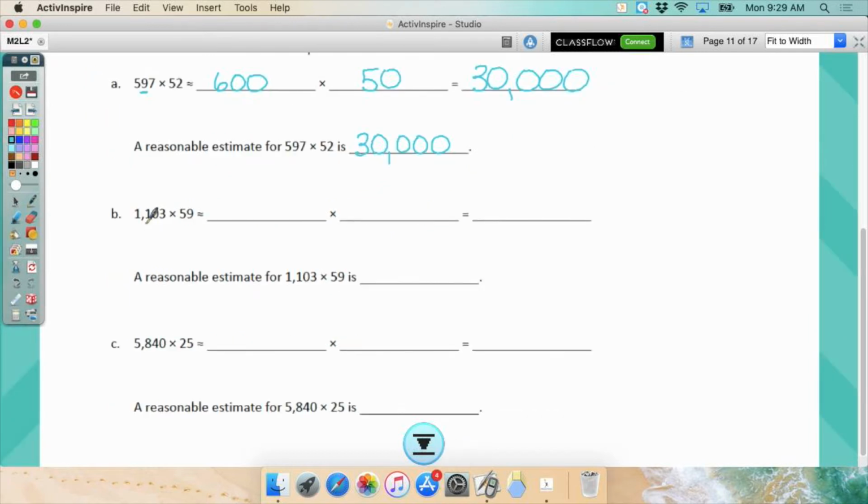So I look at the 1 here to decide if I stay the same or add 1. Kinley, tell me what we're doing. Stay the same or add 1? Stay the same. So I've got 1,000. And then, Edgar, what does 59 round to? 60. So I've got 1 times 6, plus how many zeros? 4. So a reasonable estimate would be what number? 60,000. Very good. Okay, let's look at C.